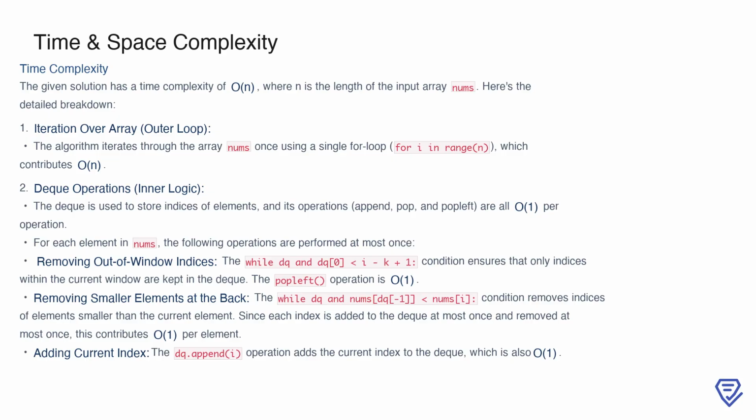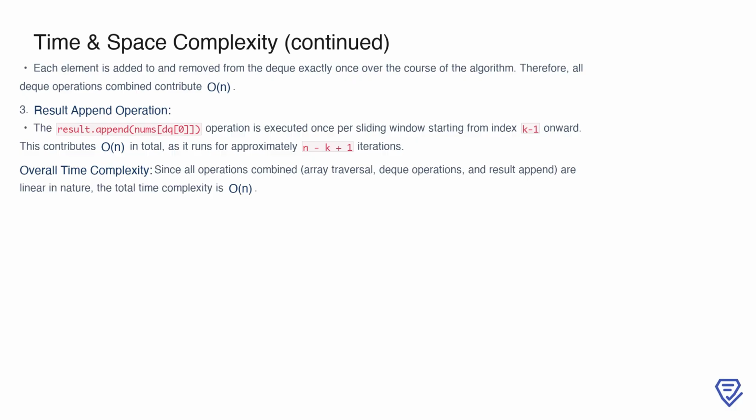Similarly, when removing smaller elements at the back of the deque, each index is processed at most once during the loop, which means this logic also contributes O(1) per element. Finally, appending the current index to the deque is another O(1) operation. Since all these deque operations are tied directly to the number of elements in the array, their combined time is linear, or O(n).